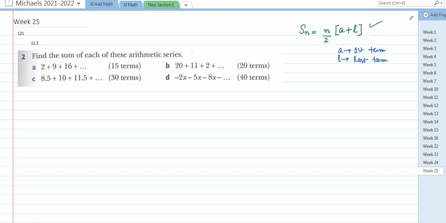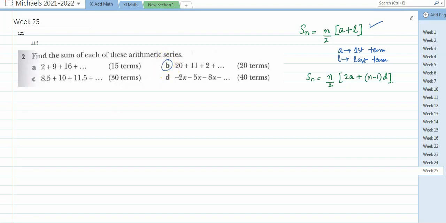The second working formula, to find out the sum of the n terms, is n upon 2 times, inside the bracket, 2a plus (n minus 1) times d. So these are the two working formulas which we are going to apply to find out the sum of arithmetic progression. Alright, on your screen you can observe that we are going to start question number 2, and firstly I will start with the B part.